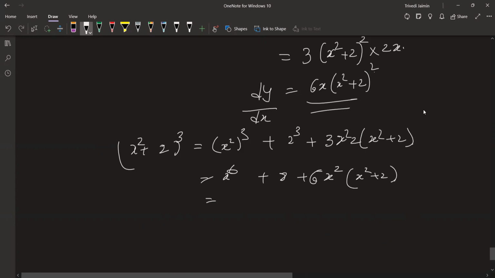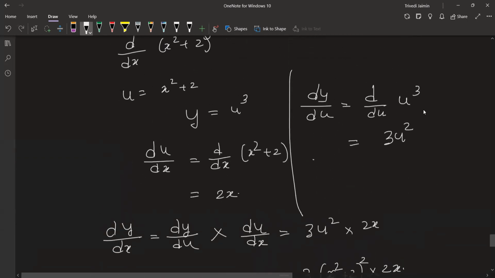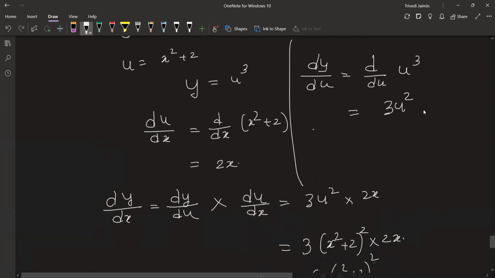Now differentiate this one, or let's expand. Let's join this one also. x to the power 6 plus 8 plus 6x to the power of 4 plus 12x square. Yeah, 12x square. Now we need to differentiate. Instead of doing this one, this chain rule is much easier. Actually, I wrote so many steps. This won't be included when we are solving. We'll directly solve this one.